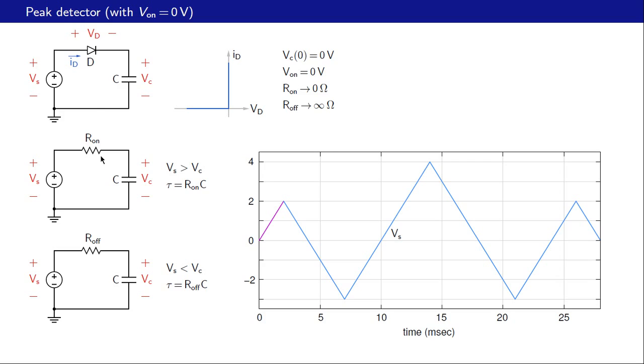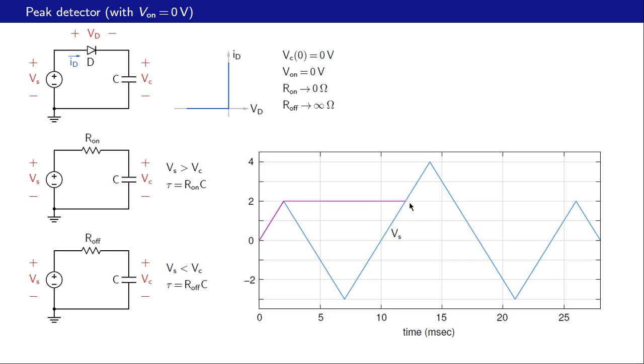The diode is replaced by resistance R off, which is very large, ideally infinite. And if the current is 0, then the capacitor voltage cannot change. So the capacitor voltage becomes constant at 2 volts, like that. And that continues right up to this point, because throughout this interval the P end of the diode is lower than the N end, which is at 2 volts.